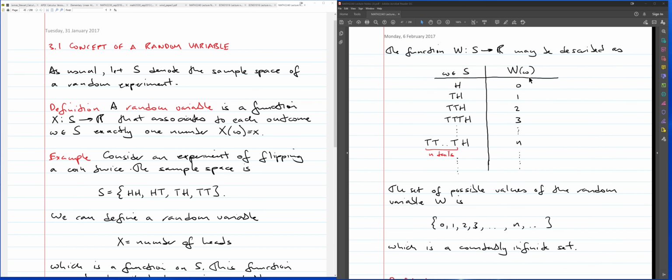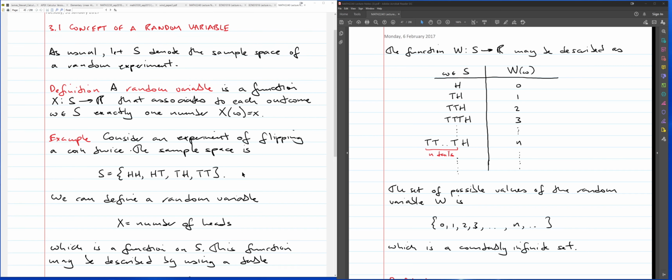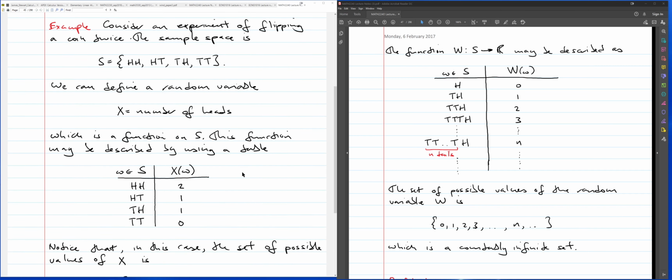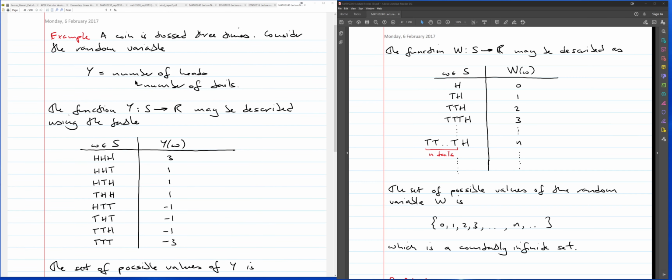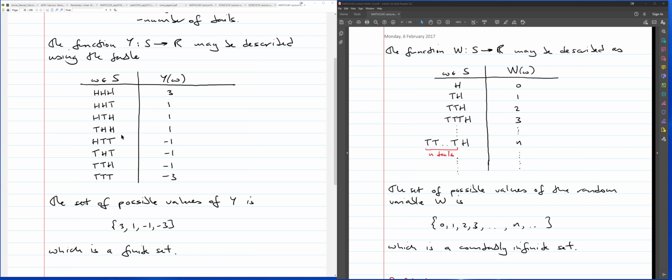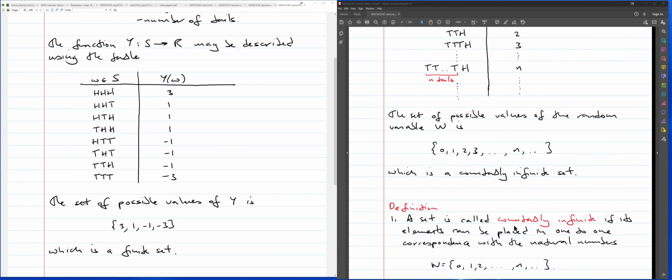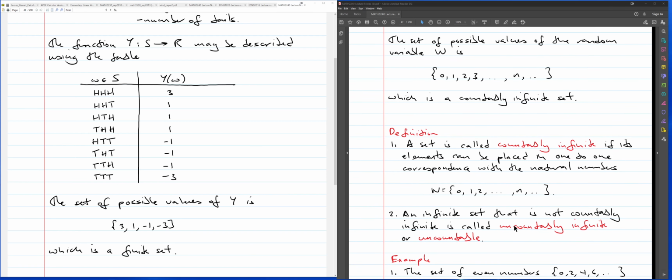And in this case, again, the set of possible values of your random variable is a countably infinite set. That's different from the cases that we looked at before, say when we flipped the coin 3 times. The set of possible values had 4 possible values, so this was a finite set. In this case, the possible values of the random variable are in fact countably infinite.